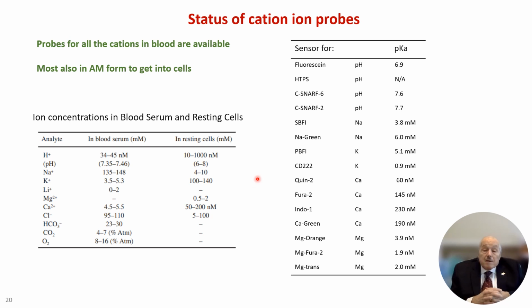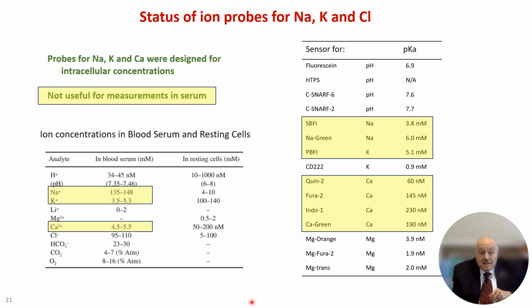So what's the status of the cation probes? The status is there's pretty much an ion probe for everything you would want to look at in a cell. pH, sodium, potassium, calcium, magnesium, those are the dominant cations. But I'll emphasize that the pKa range here is different from the pKa range in resting cells or in blood serum. And I have highlighted that on the next slide. The problem is most of them are not useful in blood serum.